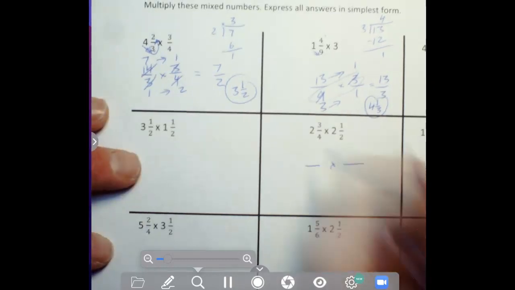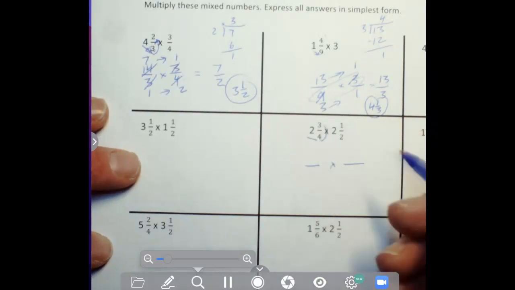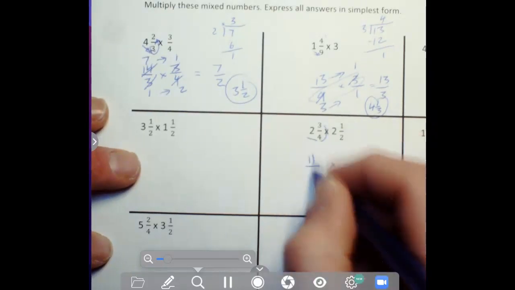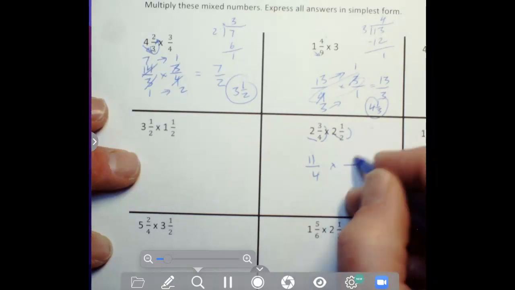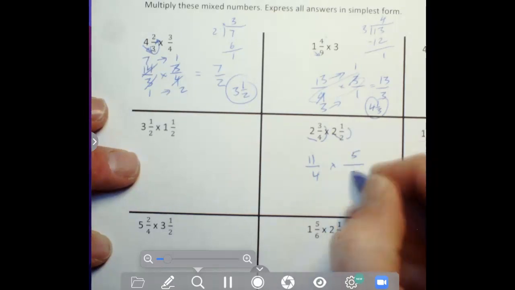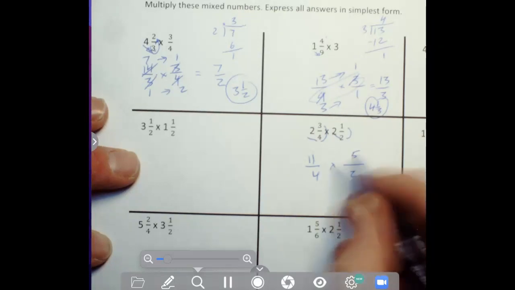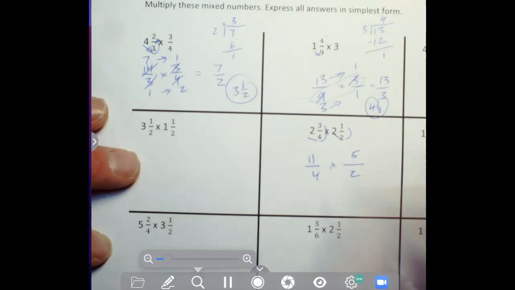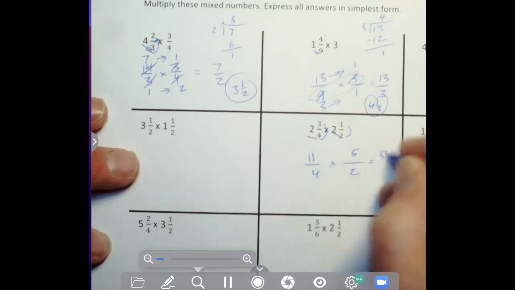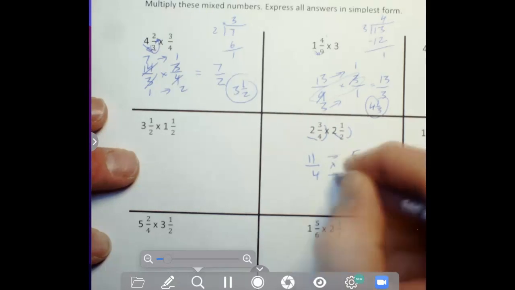2 mixed numbers. 2 times 4 is 8, plus 3 is 11/4. 2 times 2 is 4, plus 1, this makes 5 halves. I got nothing here for cross reducing. I got nothing here. They don't share anything other than 1. So we'll just multiply across. 11 times 5 is 55. 4 times 2 is 8.